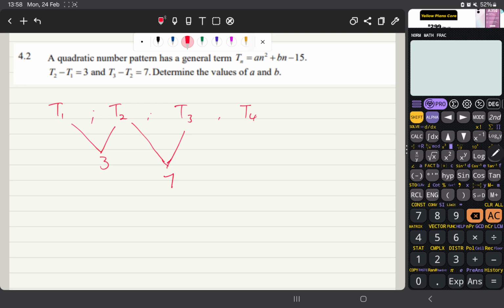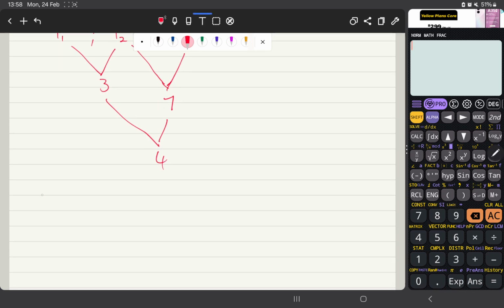It looks like a really challenging problem, this one, but I promise you it's not, because with your knowledge, they already told us this is a quadratic number pattern. So you know that the second difference has to be positive, a common difference, right? It has to be constant throughout. 7 minus 3, that's 4, right? From here you can then say 2a equals 4. A equals 2.